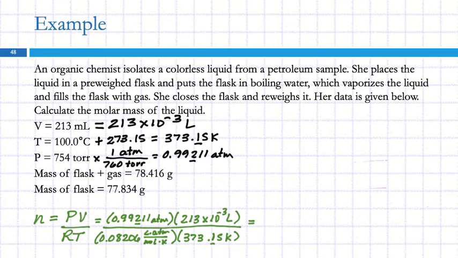So do this on your calculator. 0.99211 times 213 EE minus 3 divided by parentheses 0.08206 times 373.15, close the parentheses, equals. Did you get that number? If you get a big number, you're accidentally multiplying by the 373 instead of dividing by it. It makes a really big difference.